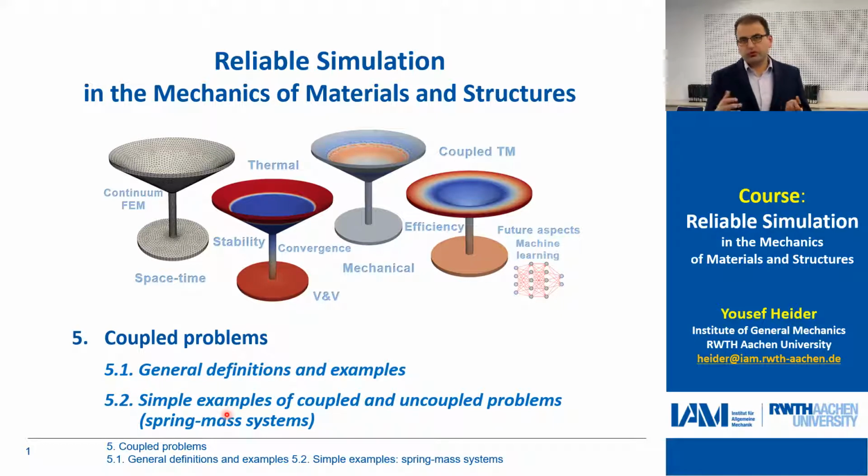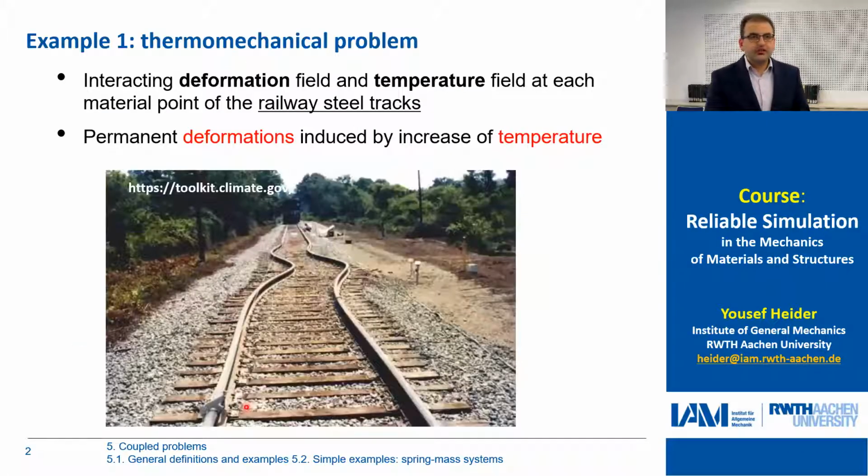So 1 or 2 or 3 mass systems with some springs. And this will help us to understand what we mean by coupled and uncoupled systems. So let's start with the first example. So first we have here the thermomechanical problem, where we have as an example this railway with this steel track. And you see here we have an interaction between deformation and temperature.